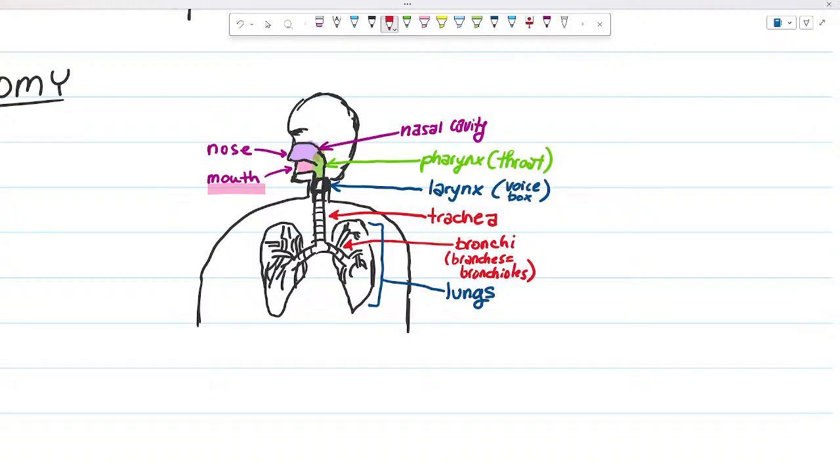Now, what structure do we find right here? Thank you. It looks like a pork chop, and I'm hungry. Pork chops, delicious.